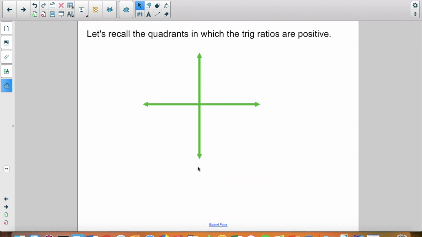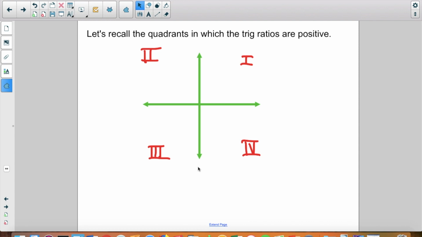So let's recall the quadrants in which the trig ratios are positive. So first let's label our quadrants. We start at the top right, that is quadrant 1. Then we go counterclockwise. So then we have 2, 3, and 4.